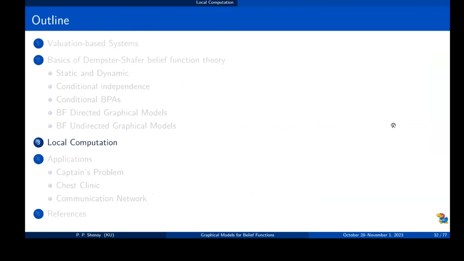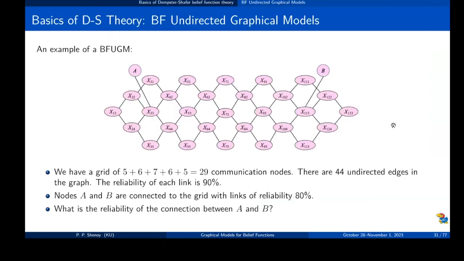Yeah. Okay. So one example of an undirected graphical model is called a communication network. You can make it as large as you want, right? Each node is a communication node, and the links tell you physically how they're connected. There are also two nodes A and B, and we know the reliability of each node. The question is, what is the reliability of the link between A and B?